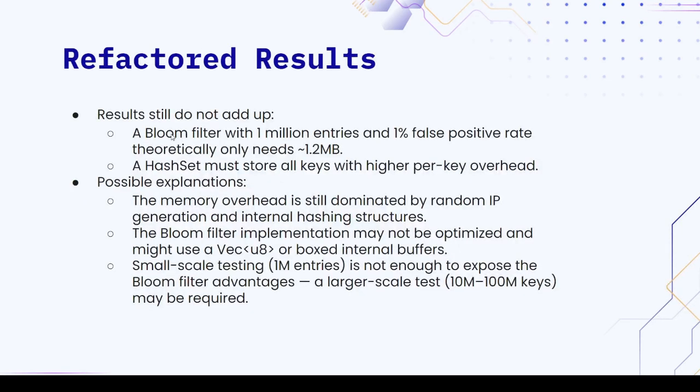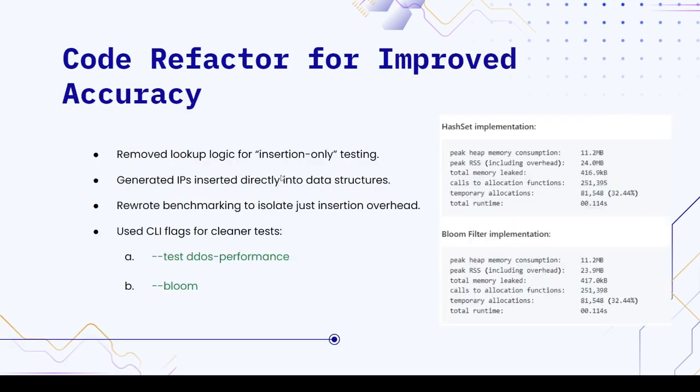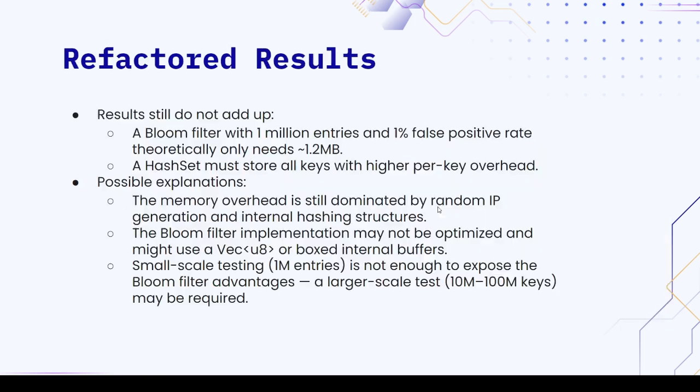So, the results still didn't add up. The Bloom filter had 1 million entries and theoretically only needed 1.2 megabytes, but as we can see here, it used a lot more. Some possible explanations are that the memory overhead is still dominated by random IP generation, the Bloom filter implementation may not have been fully optimized, and the testing scale was too small, so I considered scaling it a bit more.